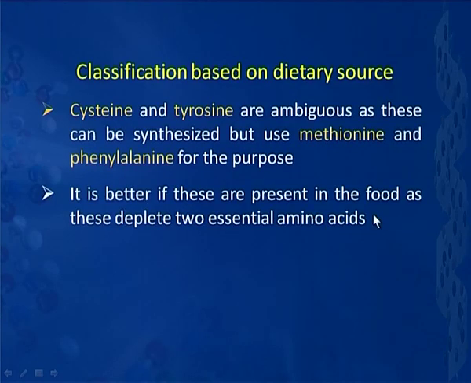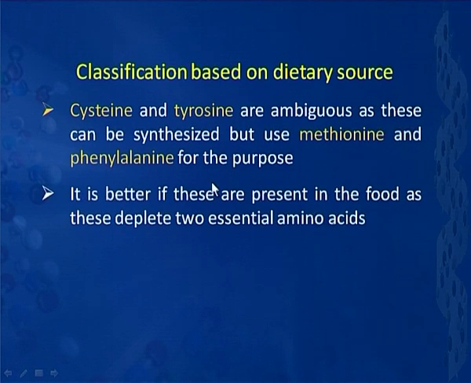So, the body can make cysteine and tyrosine, but it uses two important essential amino acids for the purpose. So, it is better that if these are present in the food, as this will otherwise deplete the two essential amino acids. Suppose they are present in the diet, it is always good. Otherwise, they will consume these two essential amino acids, which are not being made in the body, that means we will have to provide them from outside. So, if they are there, that is really great.